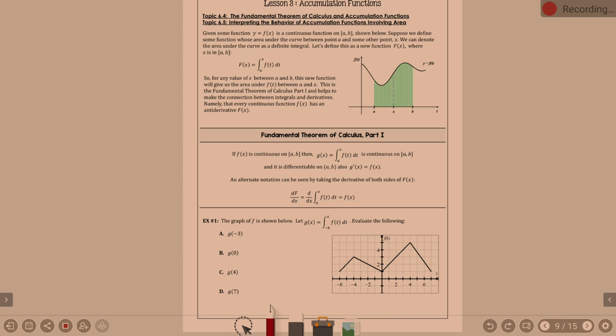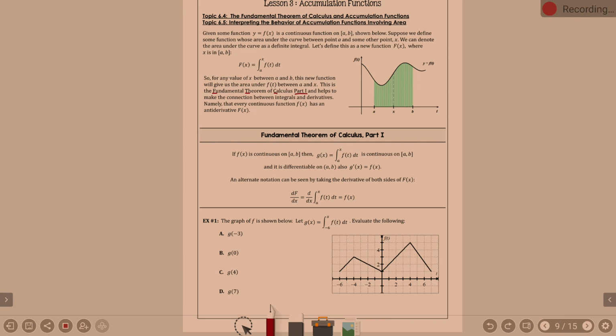This is fundamental theorem of calculus part 1. So when you see FTC, that's fundamental theorem of calculus, and there's a part 1 and there's a part 2. This is part 1 that we're talking about. Part 2 will come up later on. It helps to make the connection between integrals and derivatives. Every continuous function f of x has an antiderivative, capital F of x. So, fundamental theorem of calculus part 1.